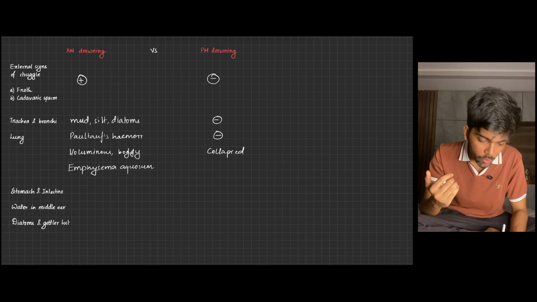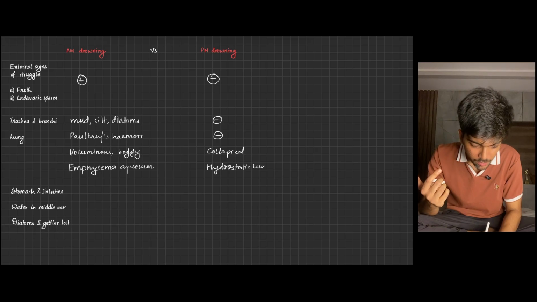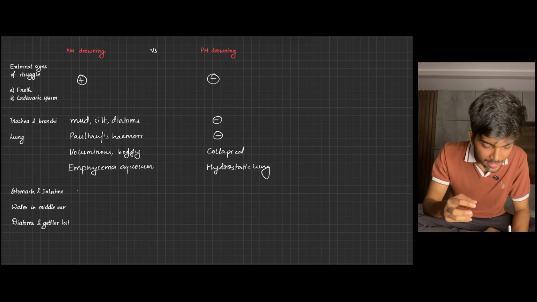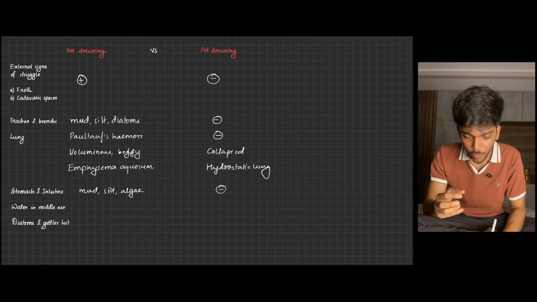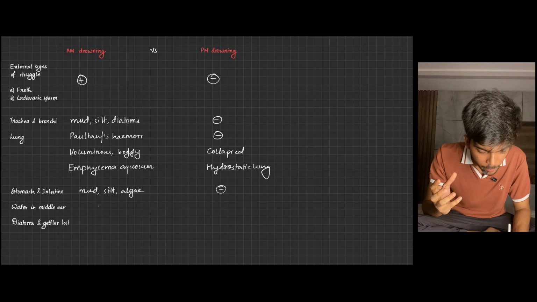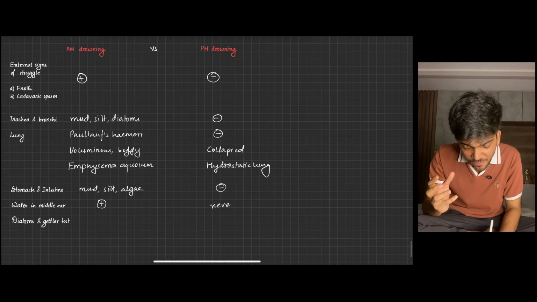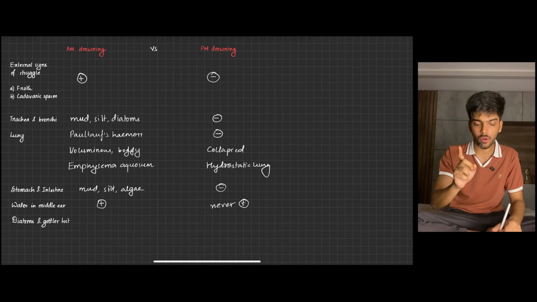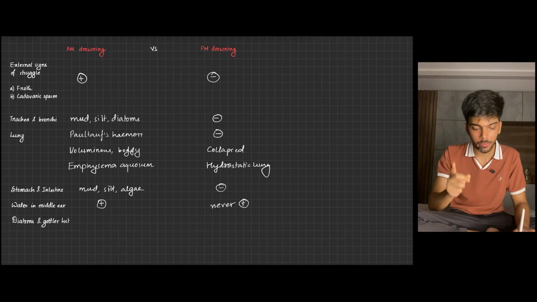However, in post-mortem drowning, you get simply hydrostatic lung due to hydrostatic pressure. Stomach and intestine can contain mud, silt, algae in ante-mortem drowning, and they are absent in post-mortem drowning. Water in middle ear is present in ante-mortem drowning, but it is never present in post-mortem drowning.